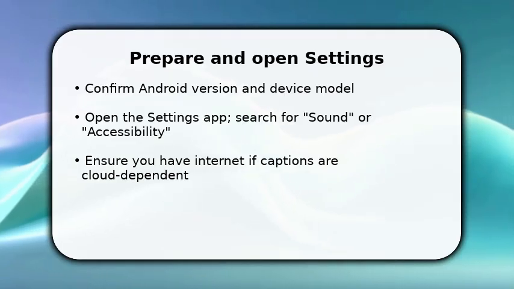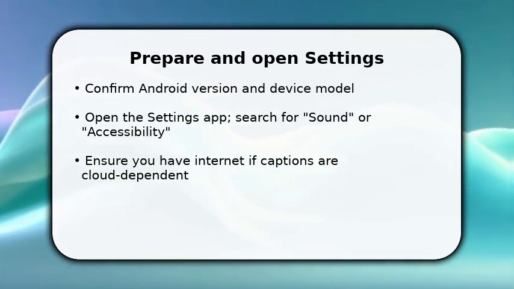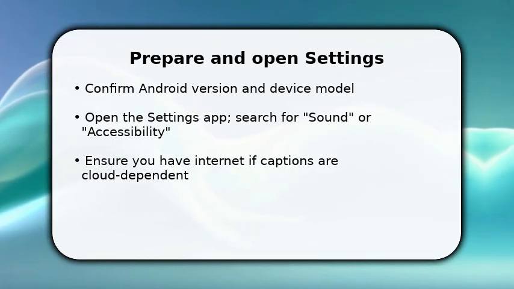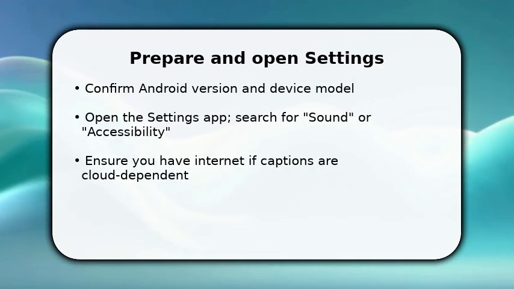You need to act now. Check your Android version and confirm the device supports live caption. Open Settings and tap Sound or Accessibility depending on your phone. If you see a live caption toggle in Sound, you're in the right place.